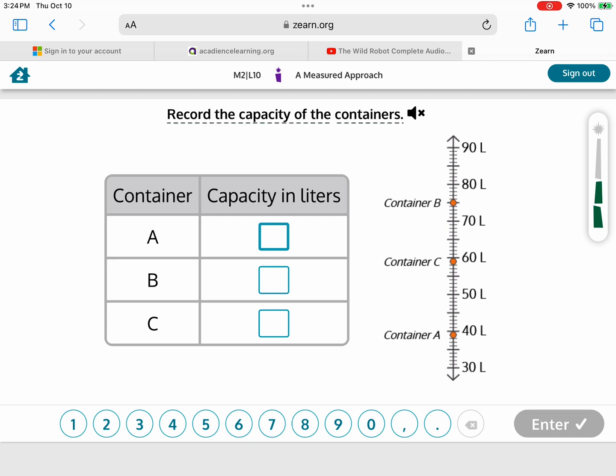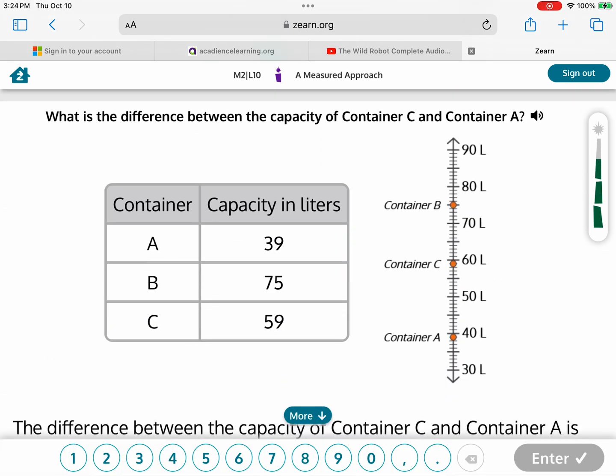Record the capacity of the containers. What is the difference between the capacity of container C and container A?